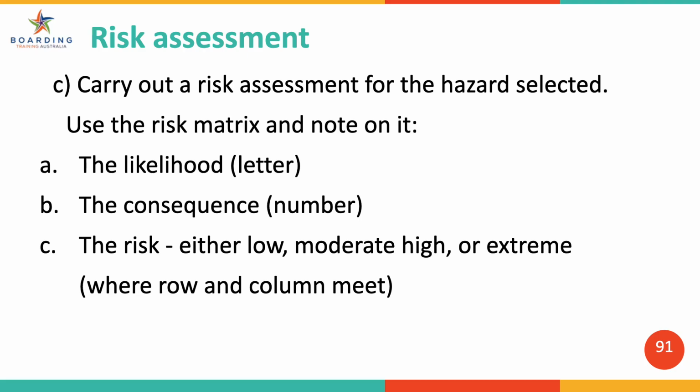So when you've got your hazard, you carry out a risk assessment for the hazard that you've selected. So you use a risk matrix and you note on there the likelihood, that's the letter, the consequence, the number, and then the risk, either low, moderate, high, or extreme. So it's where the row and the column meet.